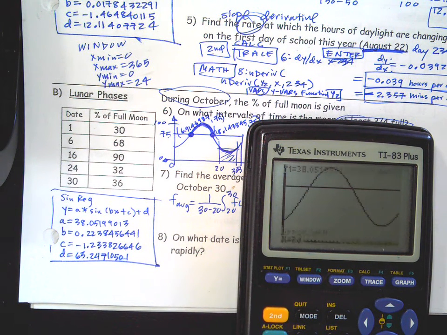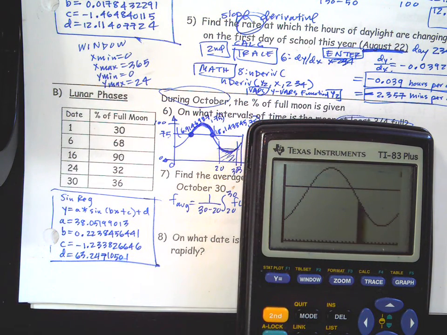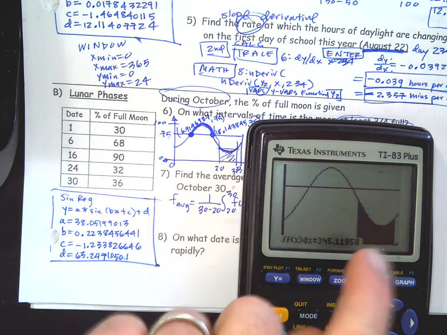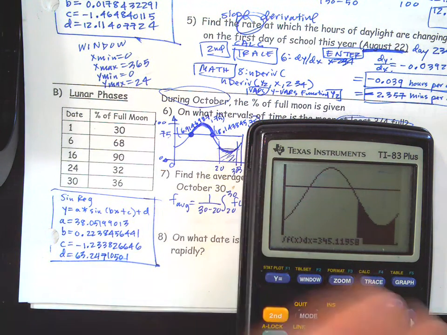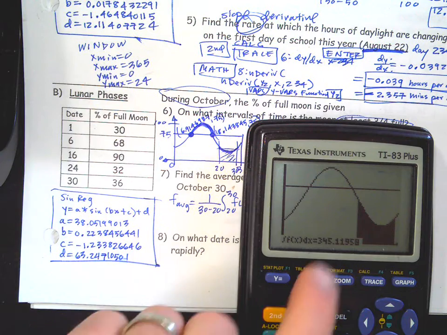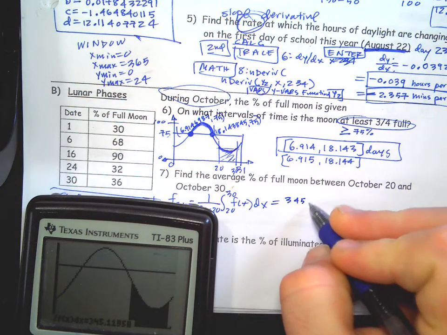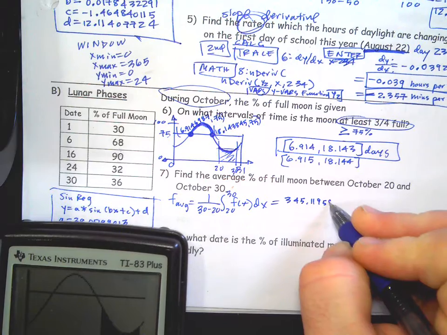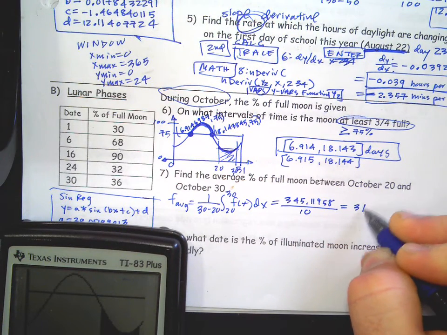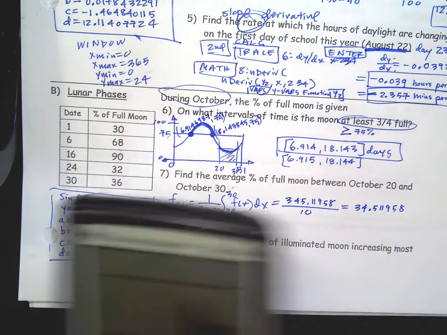20 to 30, make sure we're on the sine curve. And it was good to identify on your little sketch where you thought it would be, so that when it happens here, you're like, oh yeah, that's exactly what I want to happen. If it ended up here, you'd be like, that's weird. Okay, so that's going to be 345.11958, and then we're going to divide by 10, which is kind of easy. We just say, well, that's 34.511958. But let's say it was something more complicated.